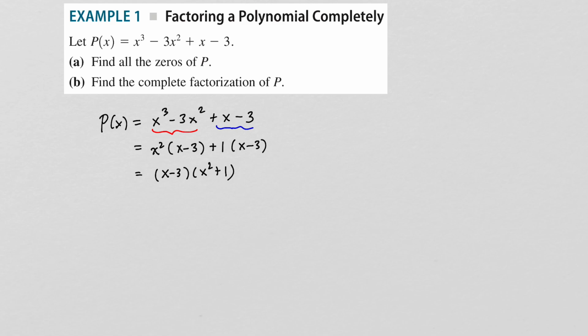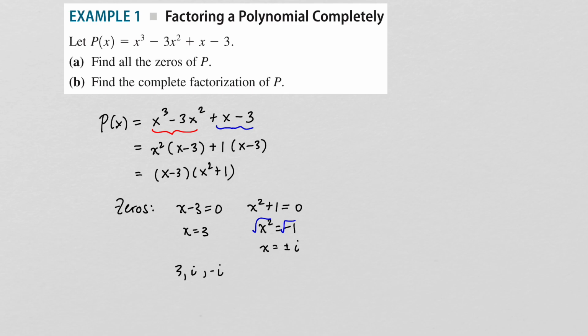Now this is not the complete factorization of p. What I'm going to do next is go ahead and find the zeros. To get the zeros here, we're just going to set each of these factors equal to 0. When we solve here, we get x equals 3. Over here, we subtract 1 from both sides, and then we take the square root of both sides. That gives us x equals plus or minus i. So the zeros are 3, positive i, and negative i.